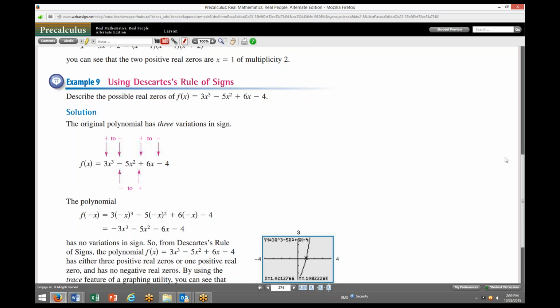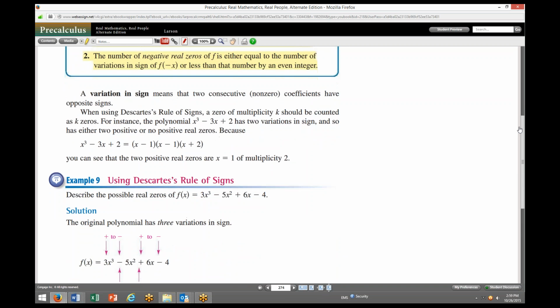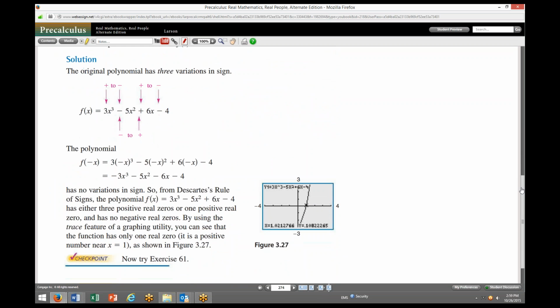And what about negative real zeros? Last point of the day. Negative real zeros is the number of changes in sign for f of negative x. And that's right down here, class. What does f of negative x mean? Very simply, it means to plug in negative x for x into the polynomial. So for this one, for instance, it means 3 times negative x in parentheses cubed minus 5 times negative x squared plus 6 times negative x minus 4.